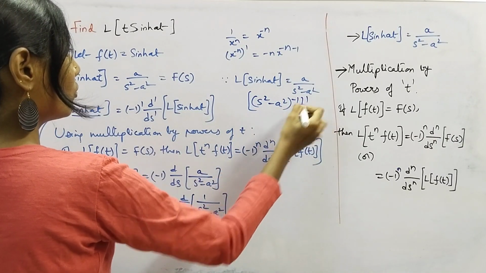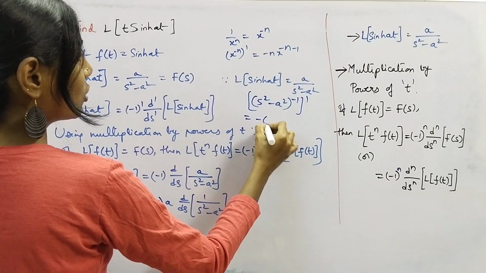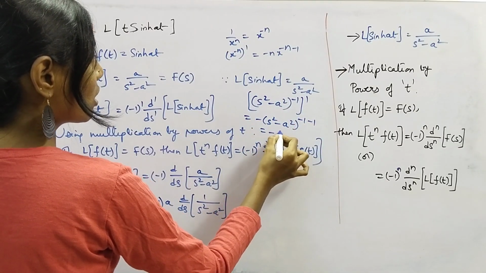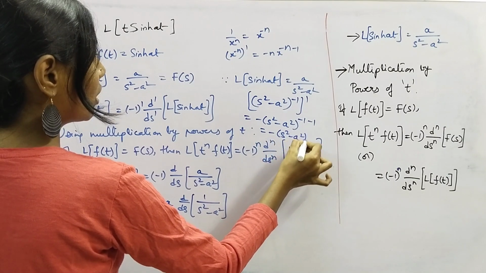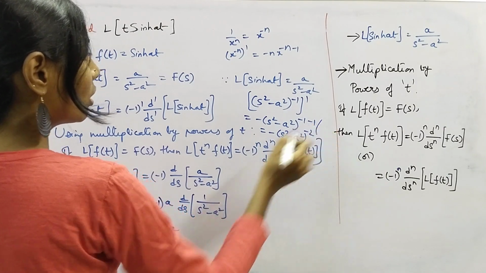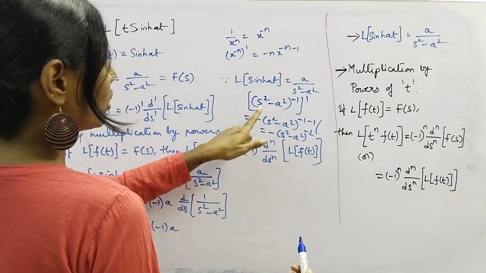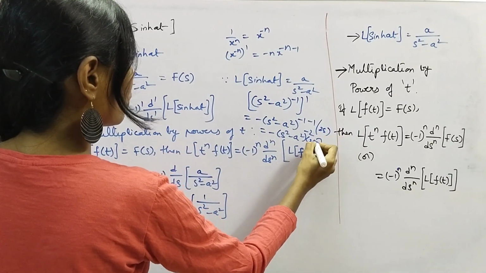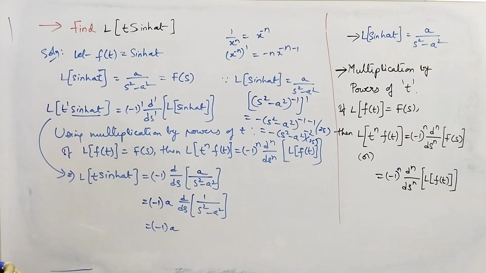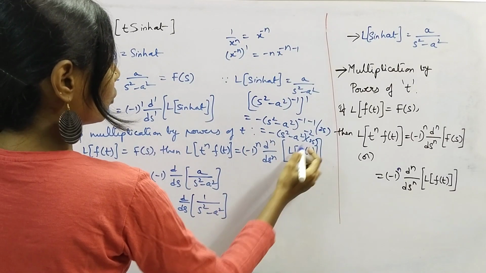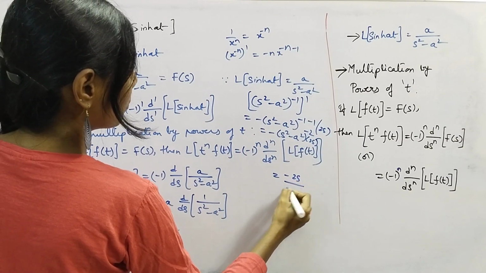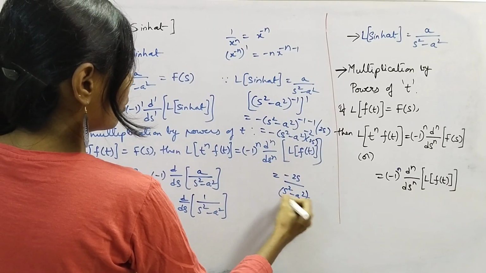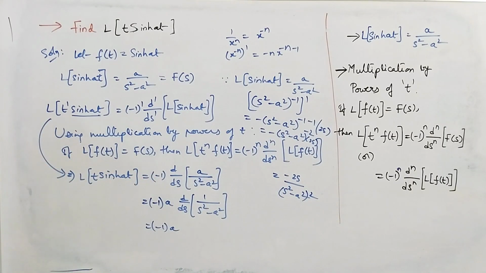Now find the derivative of this. We'll get minus 1 into s square minus a square power minus 1, which gives us minus s square minus a square power minus 2 into the inner derivative, that is the derivative of s square minus a square, which is 2s. So you'll get 2s here. Now you can write this as minus 2s by s square minus a square whole square. Okay, I'll just show you clearly.